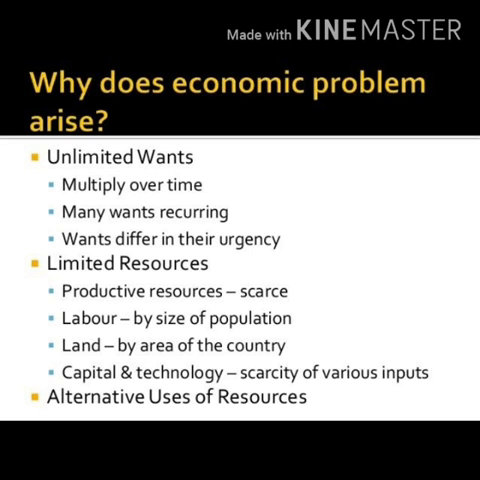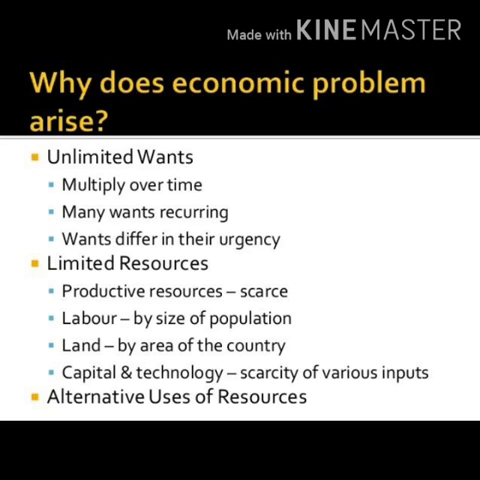Now how does the economic problem arise? So the basic economic problem is the problem of choice. So this choice arises because of 3 interrelated basic facts of life. So first one is unlimited wants.